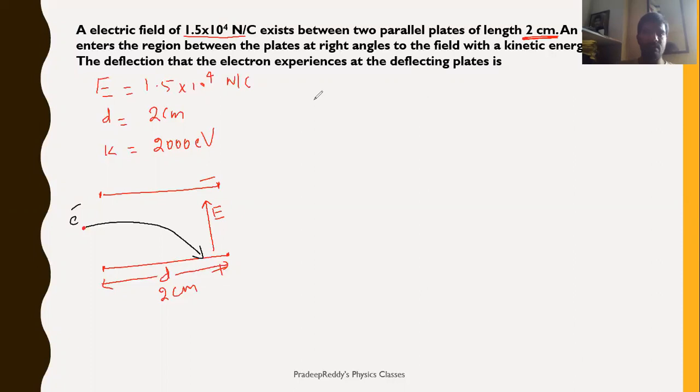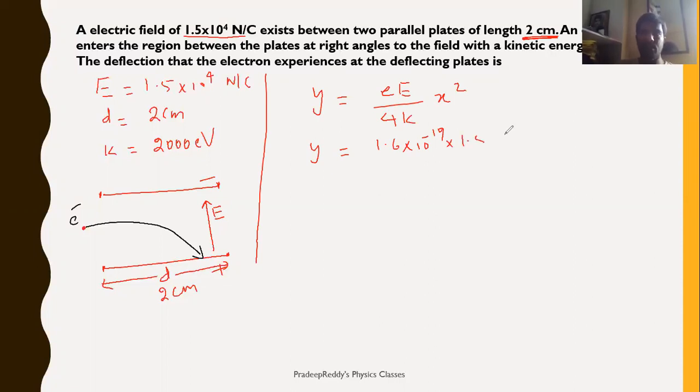Using the same relation which we have derived in the previous problem, we have deflection y is equal to capital E divided by 4k into x square, where k is kinetic energy. Y is equal to E, the charge of the electron, 1.6 into 10 power minus 19, into the electric field 1.5 into 10 power 4, divided by 4 into kinetic energy, which is 2000 into electron volt, that is 1.6 into 10 power minus 19 joule, into x square. X is the distance, that is 2 into 10 power minus 2 whole square.